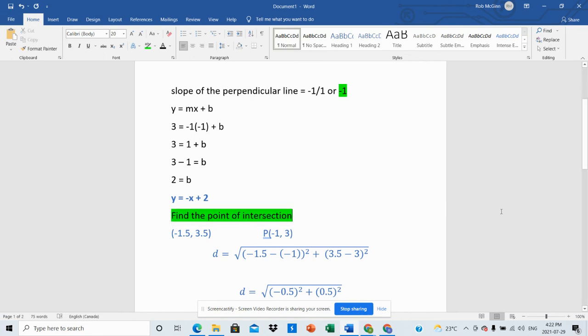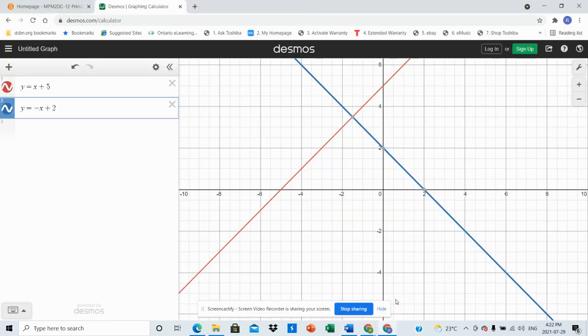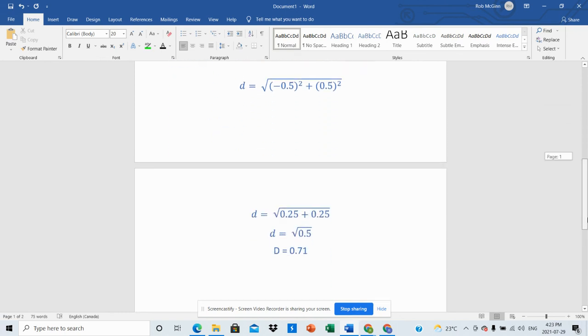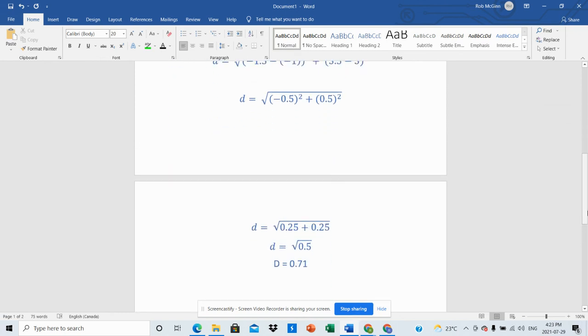We used Desmos to do that. If you need a refresher, there it is. We put both equations into Desmos, went to the point. Perfect. That's our intersection point. Now we have our 2 points. We're just going to apply the distance formula in order to find the distance between those 2 points. That's probably the most complicated one that you'll come across.